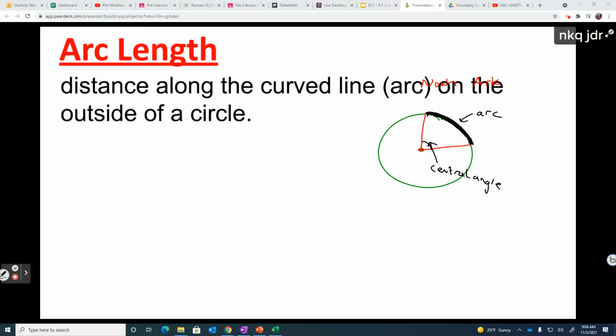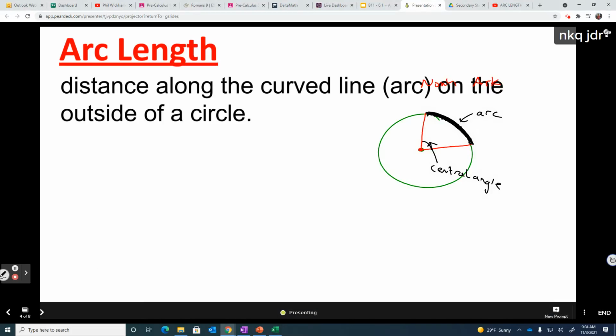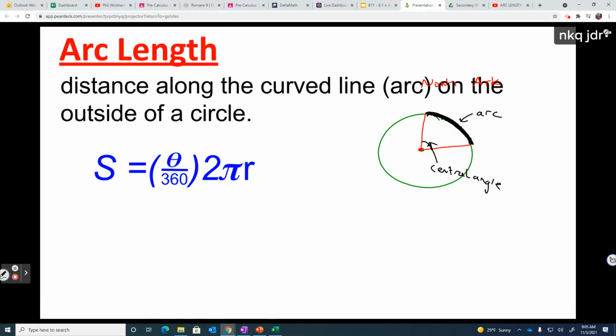It's a very easy formula. There are a couple of different ways to write this formula, so it won't always look exactly the same, but I'm giving you the easiest way to do it. This is it here. S equals theta over 360 times 2 pi r. And we'll talk about what this actually means in a sec.